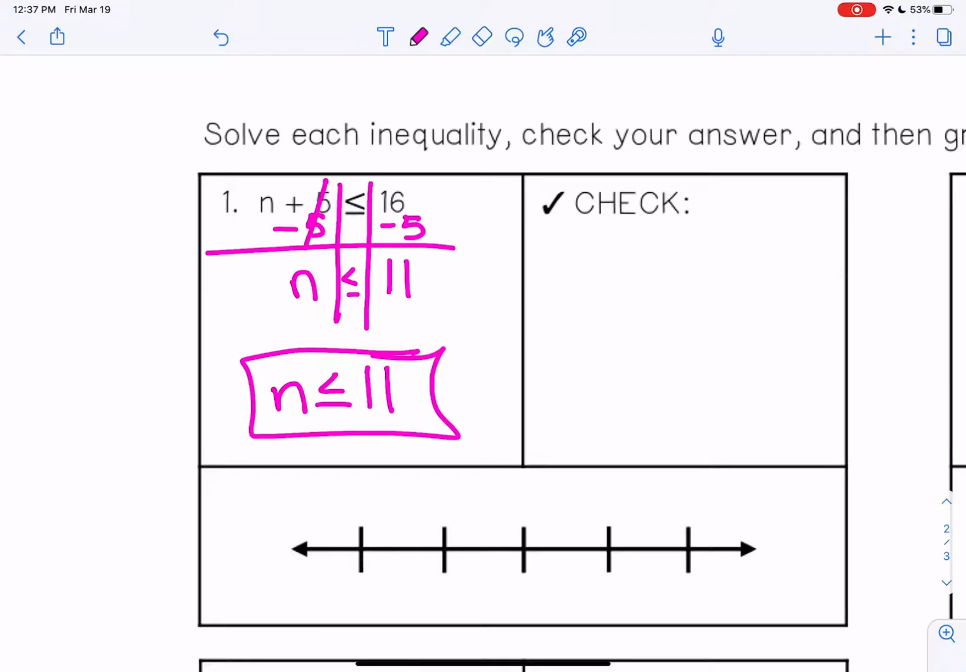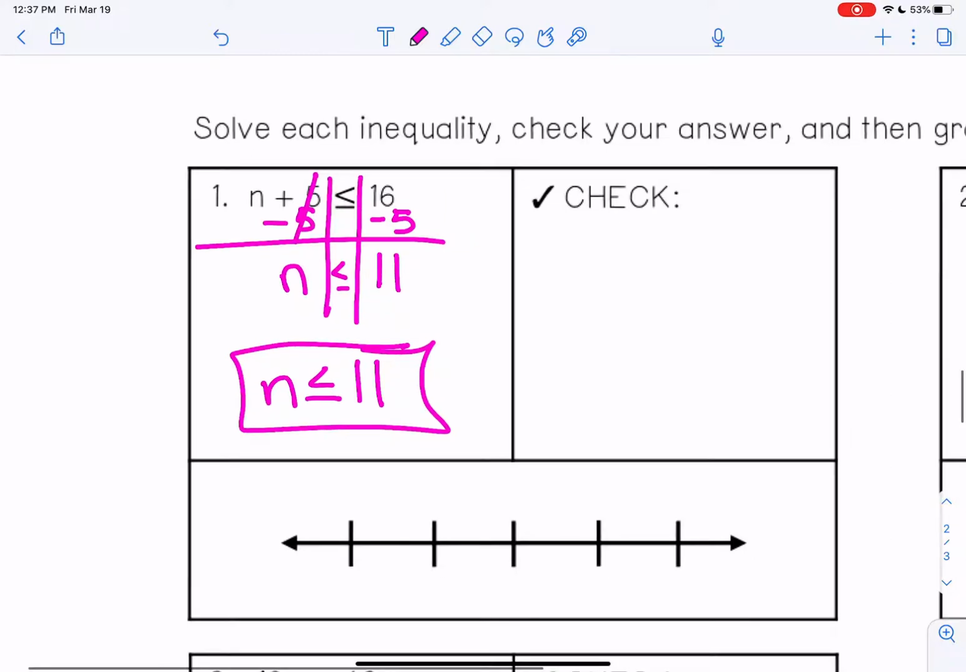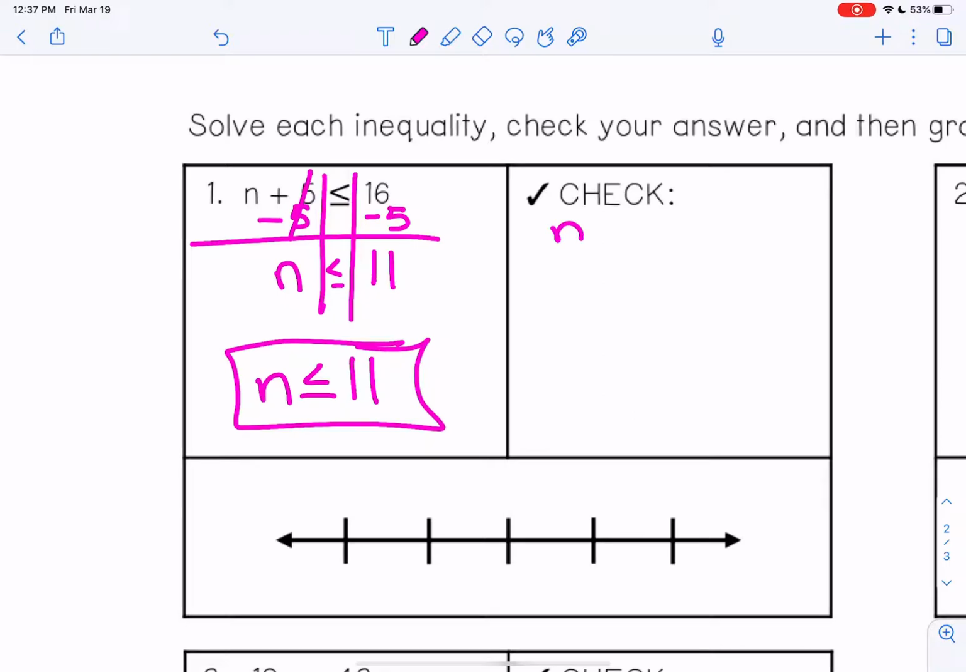Now, just like equations, we can also check to see if we got the answer correct. And we do that the same way, starting with our original problem.